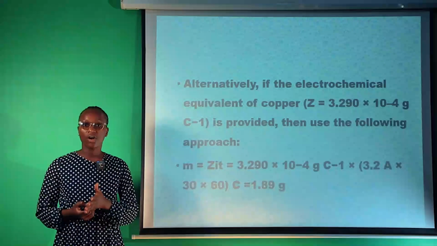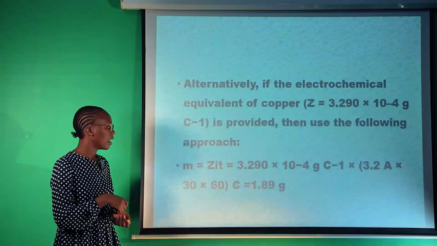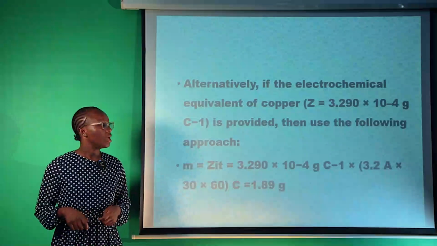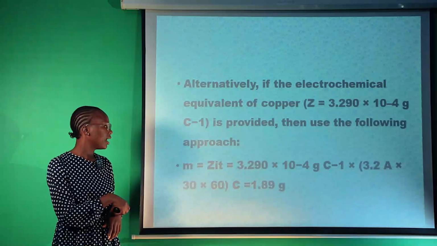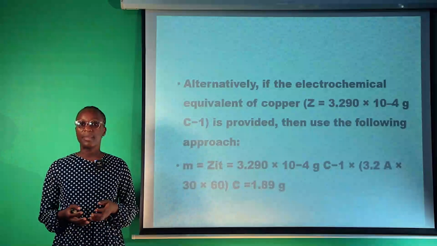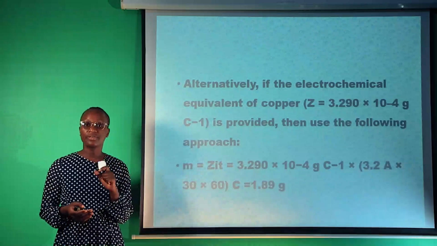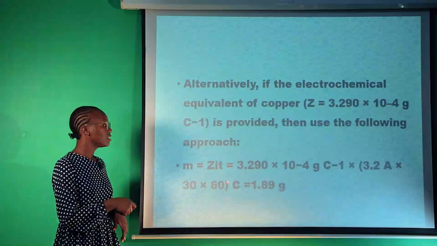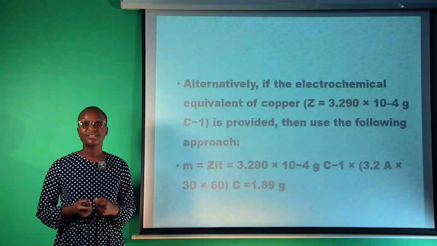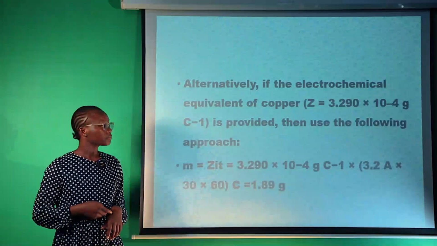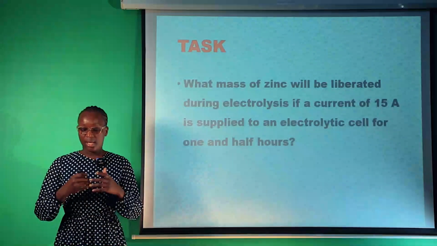The mass of copper, kwamba mass of copper tumepata ni hii hapa. Moles of copper ni sawa na kuchukua number of mole times molar mass. We know that n is equal to mass over molar mass, kwamba number of mole sasa ni mass of a substance over molar mass of a substance. Sasa tunatafuta mass ya copper deposited, lakini molar mass ya copper tunayo. Number of mole of copper tumeshaipata.